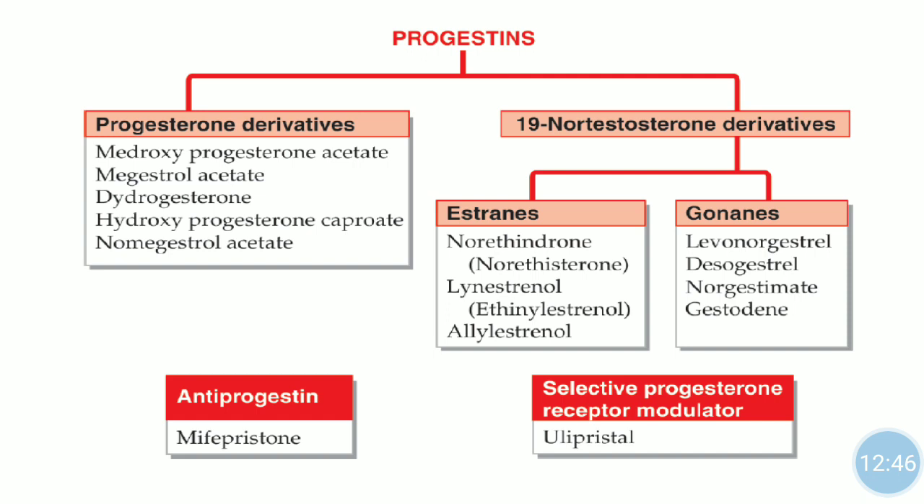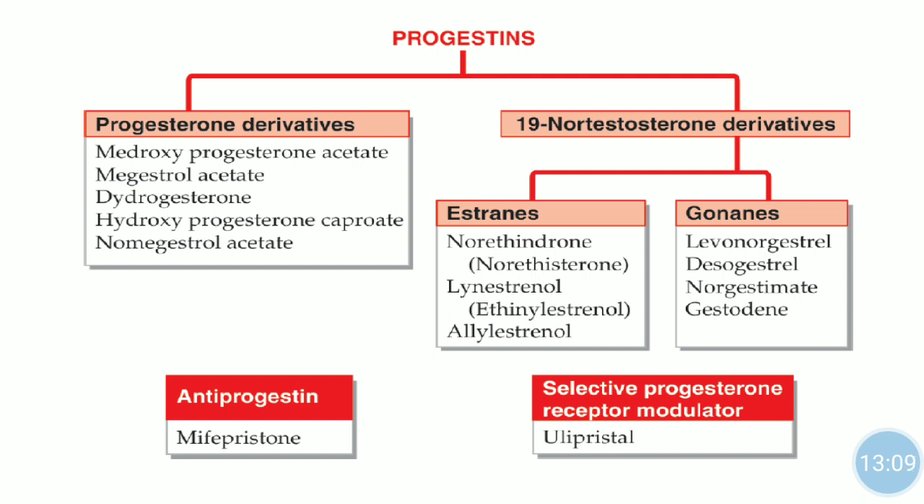Then the next class in the 19-nor testosterone is the gonanes. So gonanes involve levonorgestrel, desogestrel, norgestimate, and gestodene. Okay, so these are some of the derivatives of the gonane.